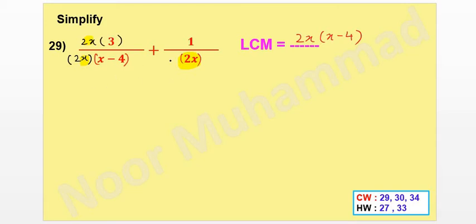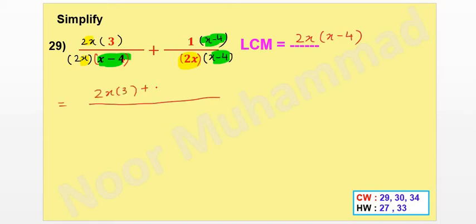And now bring this x minus 4 with the second fraction. So write it over here, x minus 4, and right here x minus 4. Means this one will be placed here. So the yellow denominator will be with the first fraction, and this green denominator will be with the second fraction. Now let's write them together in one fraction bar. So it's going to be 2x into 3 plus 1 into x minus 4.